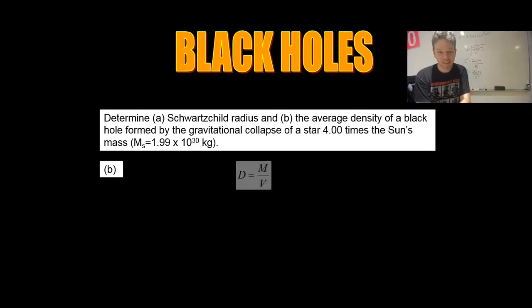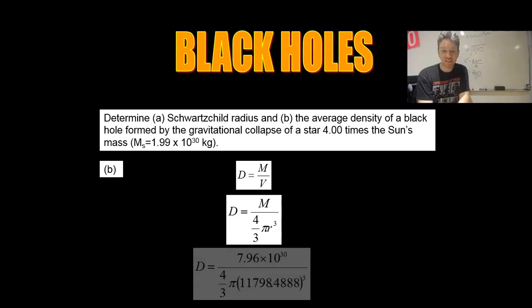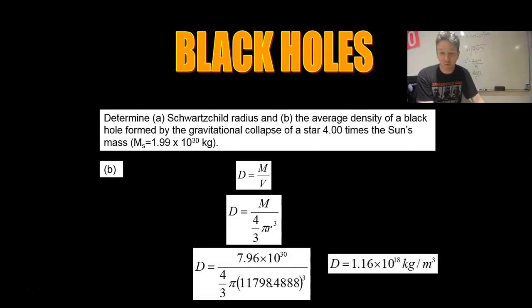Okay, part B, density. That's just mass over volume. And for the volume, we're going to use the volume of a sphere, which is 4/3 pi r cubed. For r, we'll use the Schwarzschild radius that we calculated in part A. And we get a density of 1.18 times 10 to the 18 kilograms per meter cubed. So if you remember doing densities in chemistry, you'll realize that's huge. And remember, that's only really the average density. We can't really calculate what the density would be of the singularity. Some people say it's infinite, but we don't know.